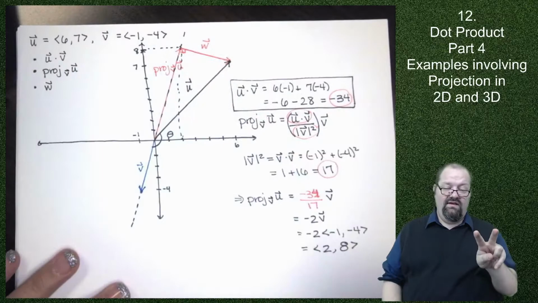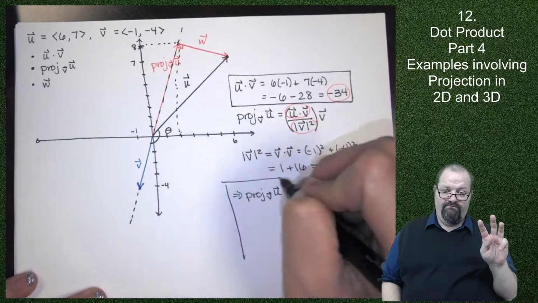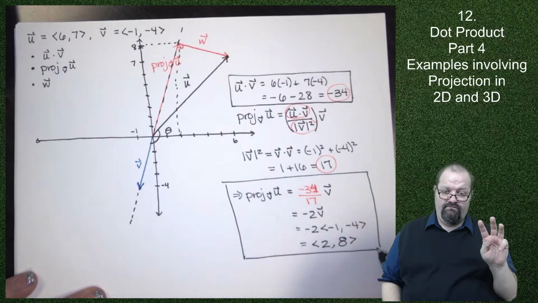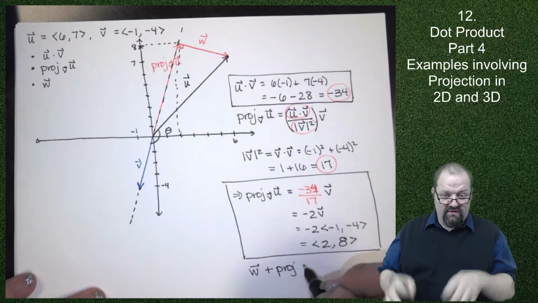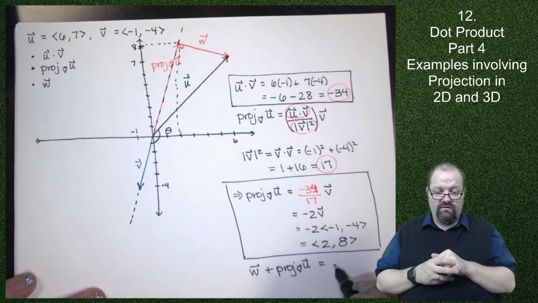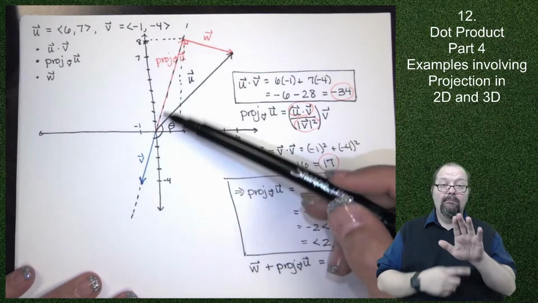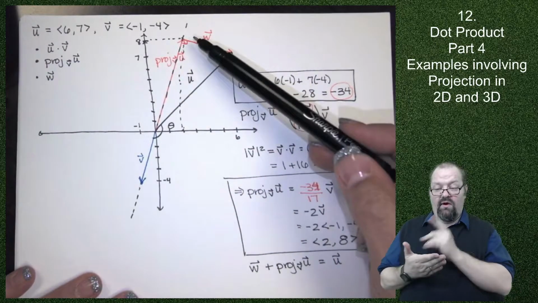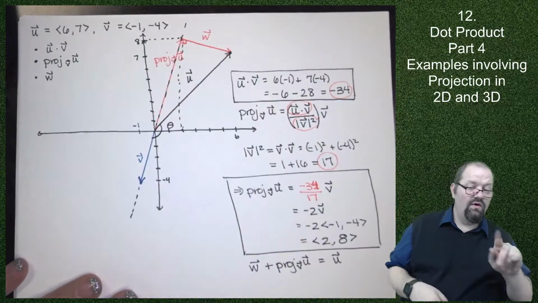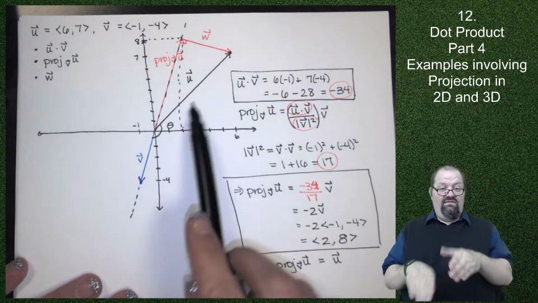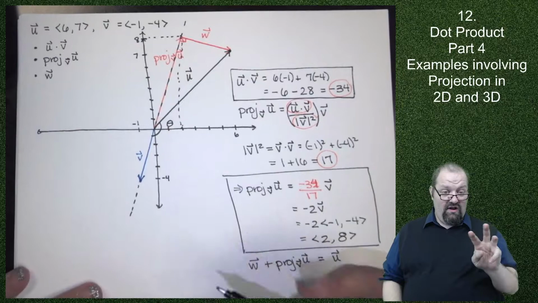Now w satisfies this equation, w plus the projection has to be u. Because by design, this is the part of u that's parallel to v. This is the part of u that's orthogonal to v. So when I add these two guys, I'm supposed to get u back. So if I want to get w by itself, I just subtract the projection from both sides.